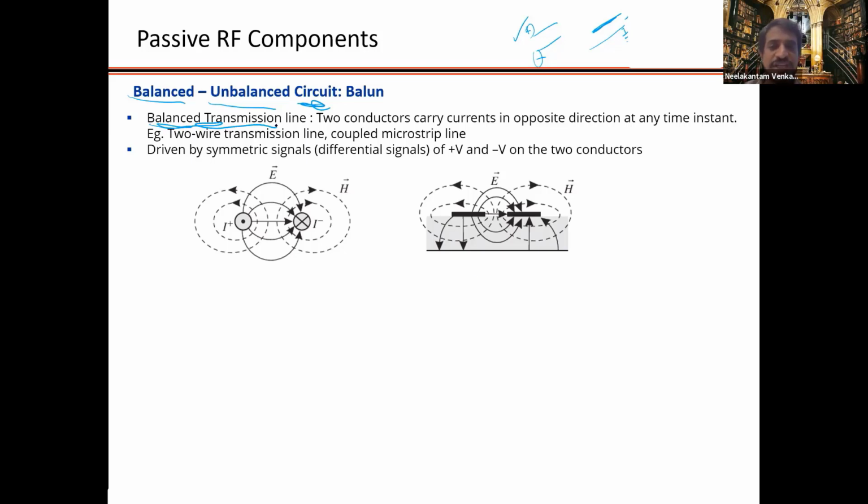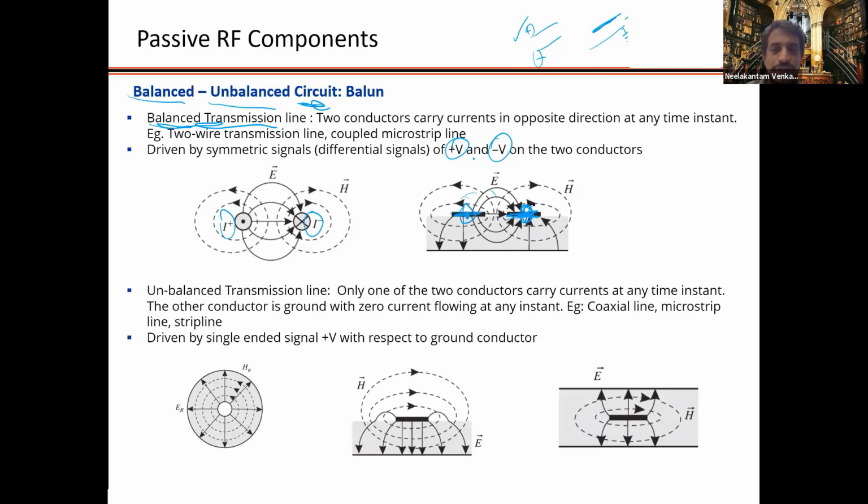So a balanced transmission line has a plus and a minus. All the differential signals that you have studied in the past, which have a plus V and a minus V, those are all balanced transmission lines. For example, if the magnetic field is going like that, with your right hand, if you were to point your fingers, you see that the current is coming out at you. Here, the current is going in. At any point in time, these two conductors will be carrying current in opposite directions. So that's a balanced transmission line. It has a plus and it has a minus.